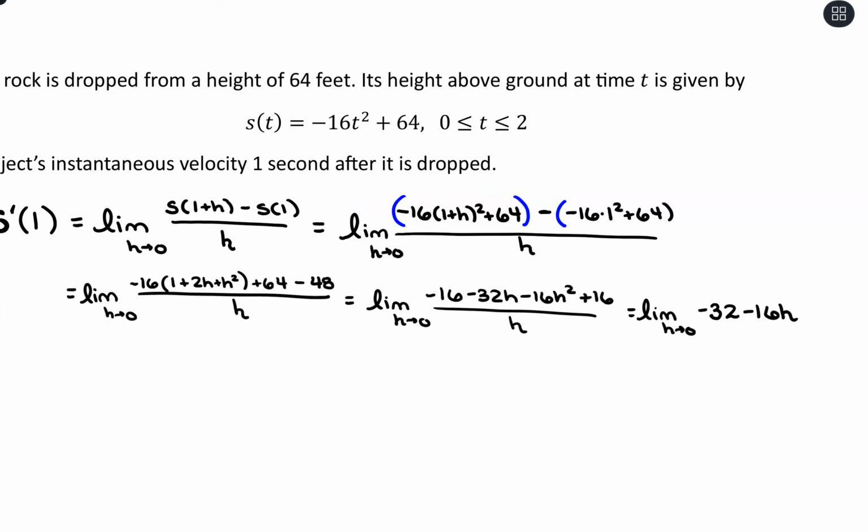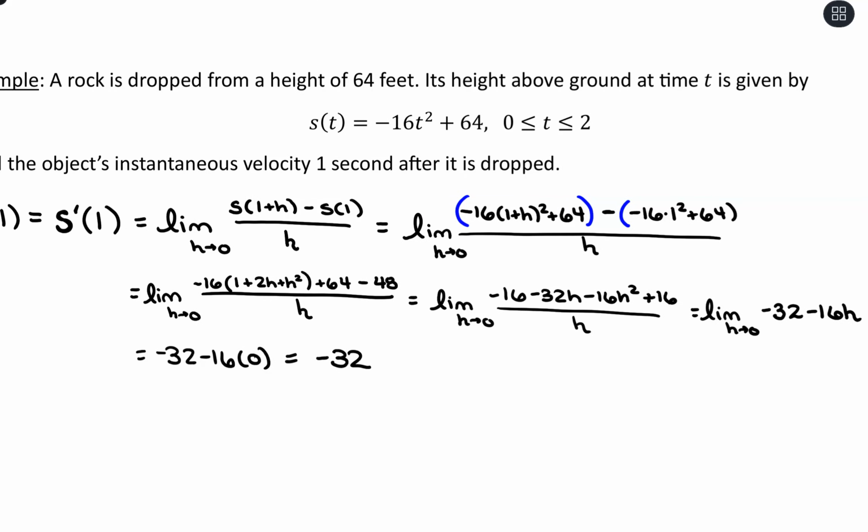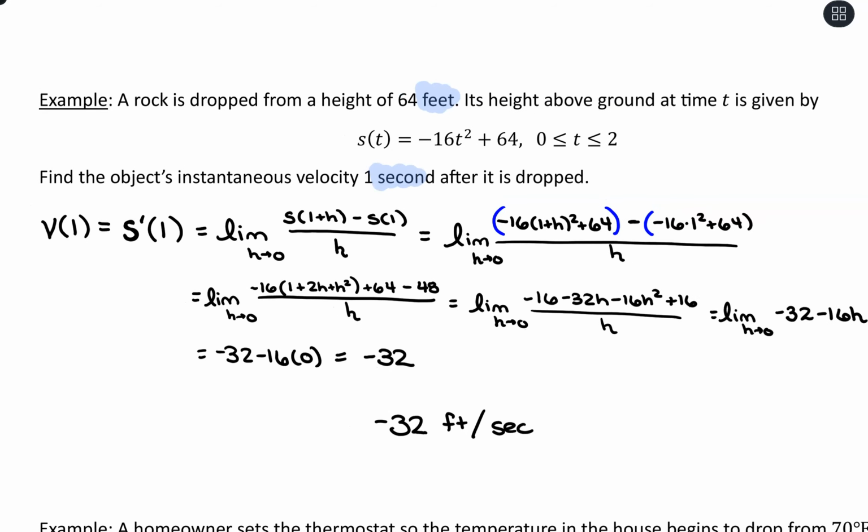And now we can plug in h equals 0. So we're going to go negative 32 minus 16 times 0, which is negative 32. So our instantaneous velocity is negative 32. Let's get our units here. So we have feet and seconds. So it's going to be negative 32 feet per second. So getting that instantaneous velocity is using the derivative of that position function.